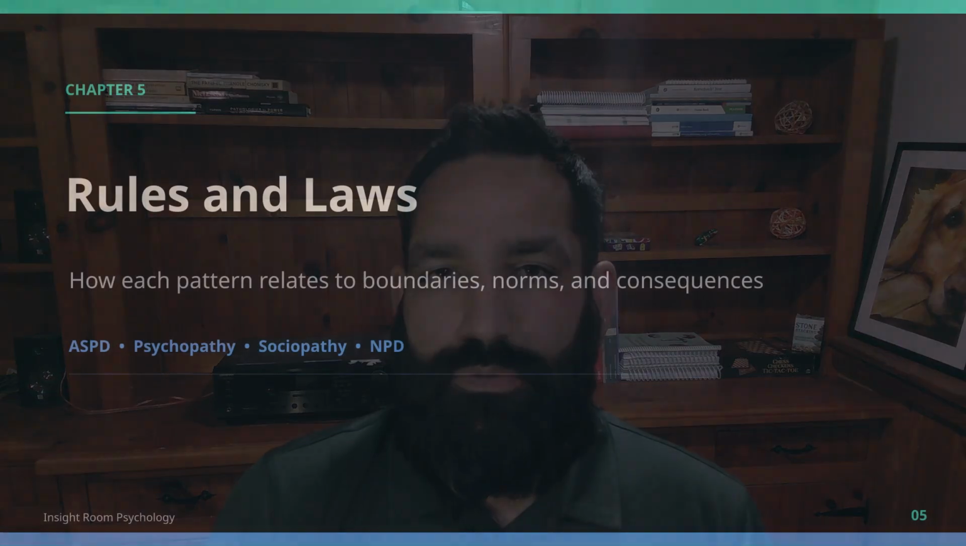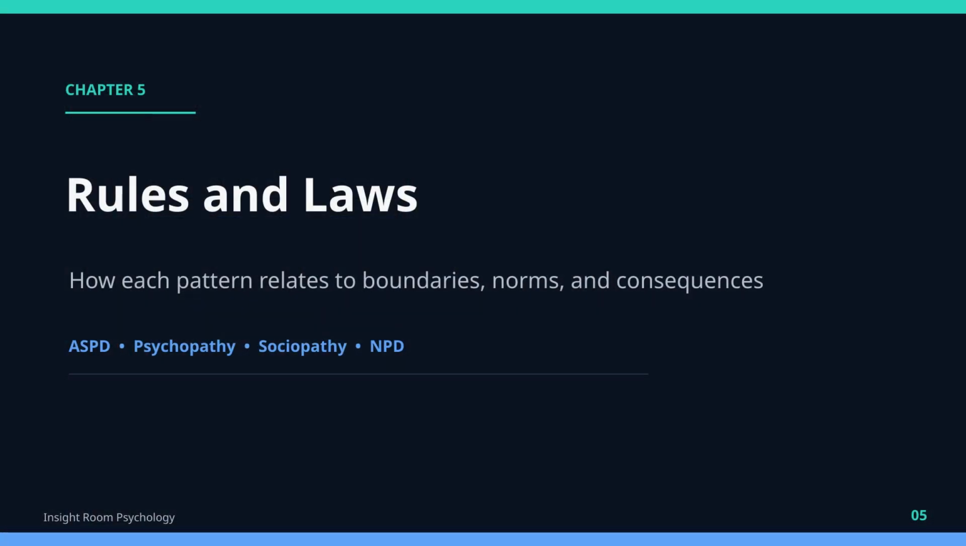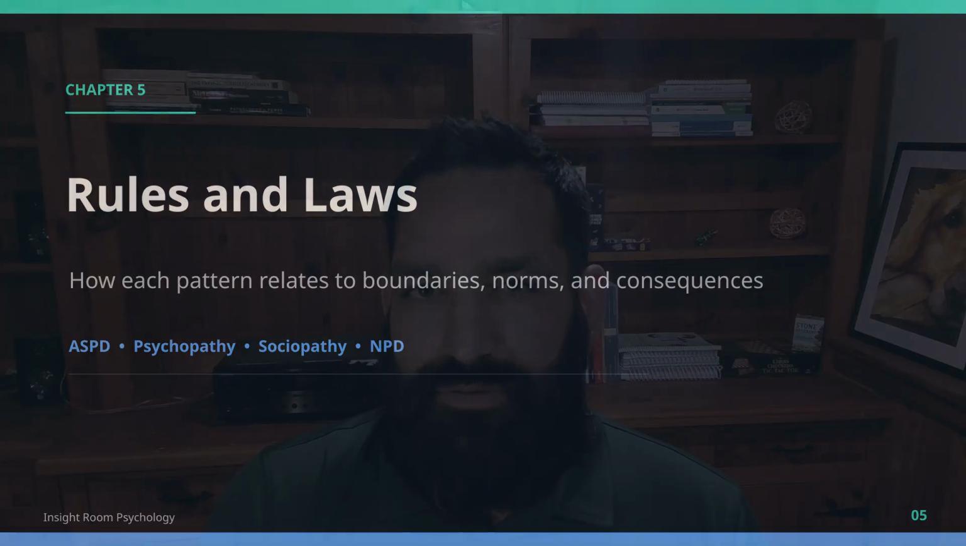Chapter 5. Relationship to rules and laws. This is one of the clearest areas of difference. With ASPD, repeated rule-breaking, unlawful behavior, or violation of social norms is central. This does not mean every person with ASPD has the same criminal history, but the diagnostic picture emphasizes behavior that violates rules, rights, and responsibilities. For example, repeated arrests, fraud, reckless driving, physical aggression, chronic deceit, or exploitation despite consequences may fit this broader pattern.